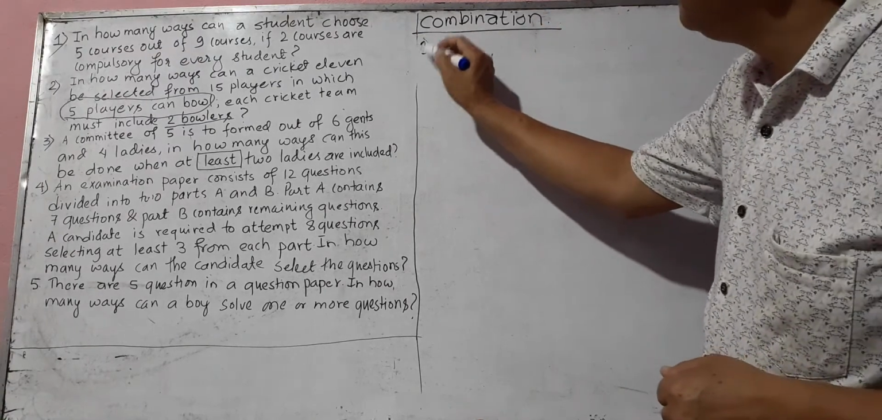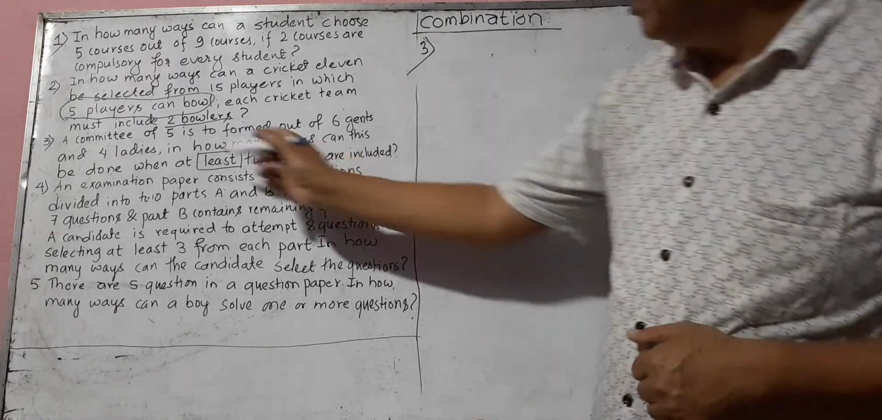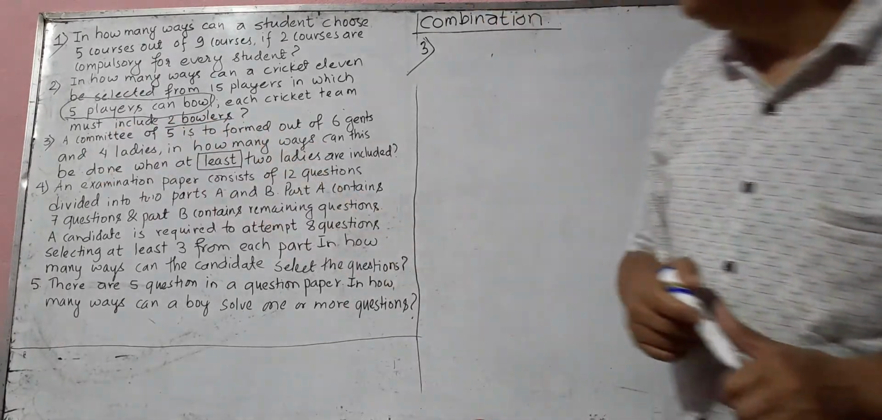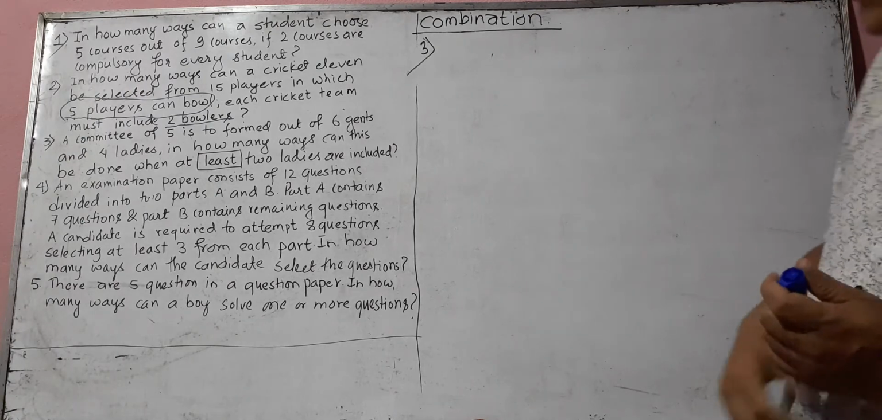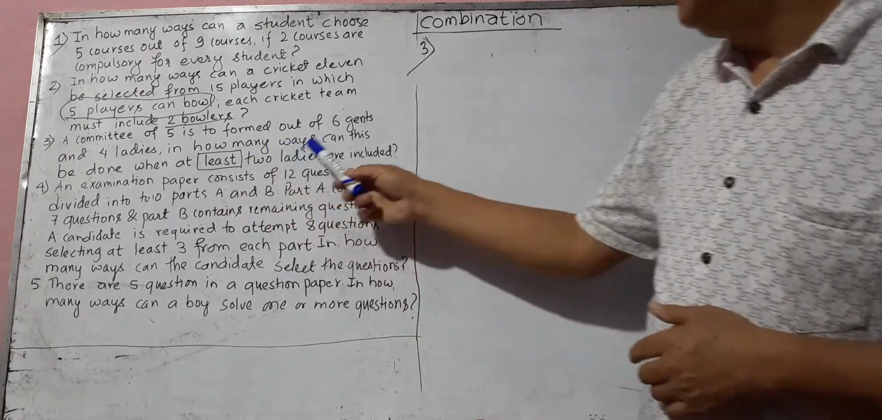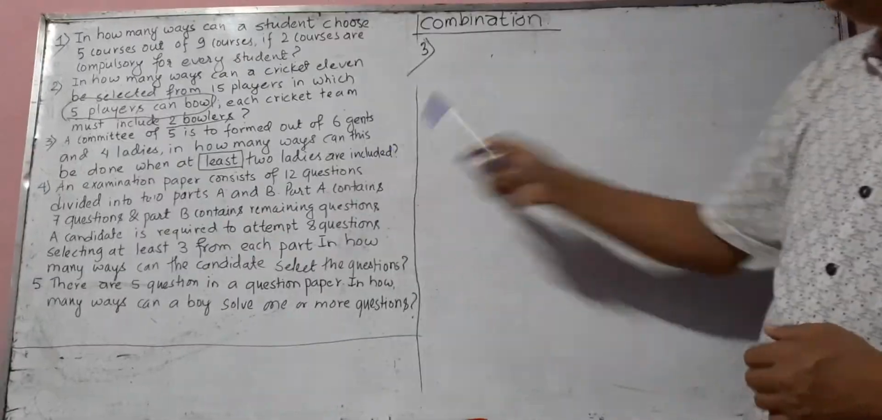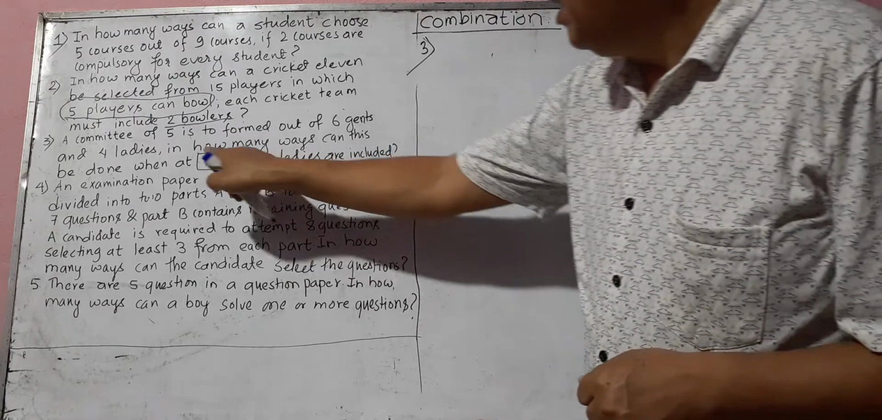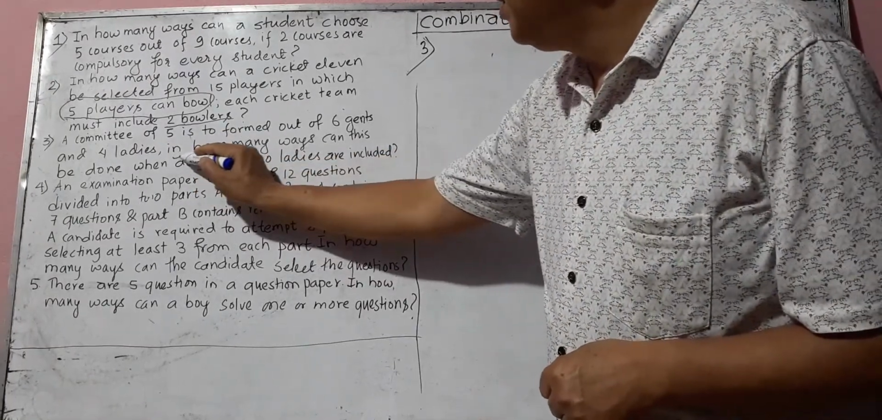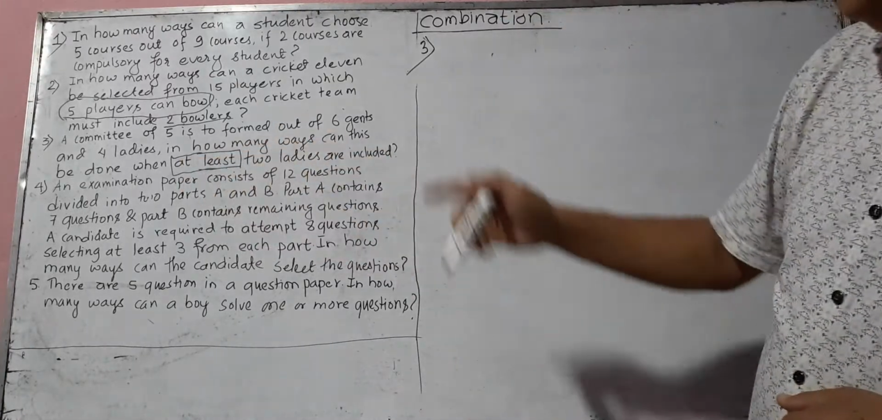Okay, now we solve question number 3. Let us have a look at this question. A committee of 5 is to be formed out of 6 gents and 4 ladies. In how many ways can this be done when at least 2 ladies are included? Okay, I have pointed here at least 2.